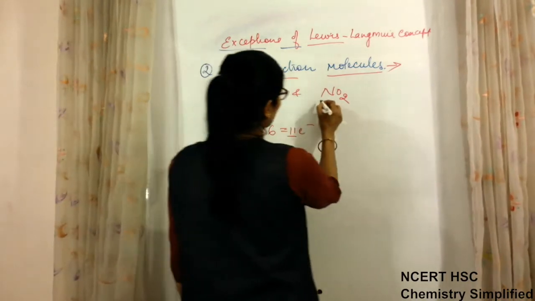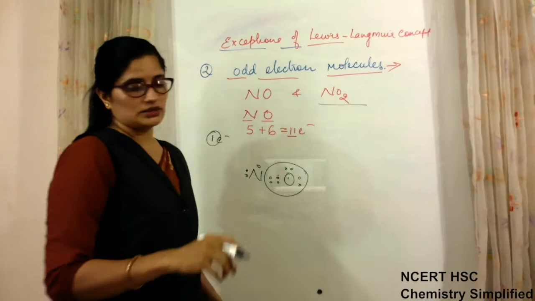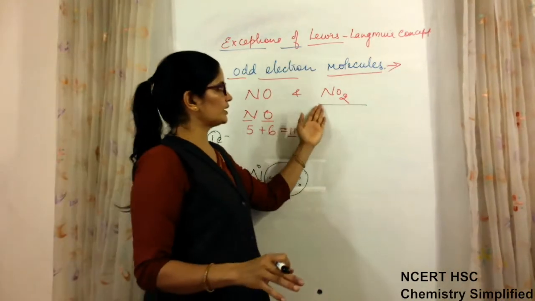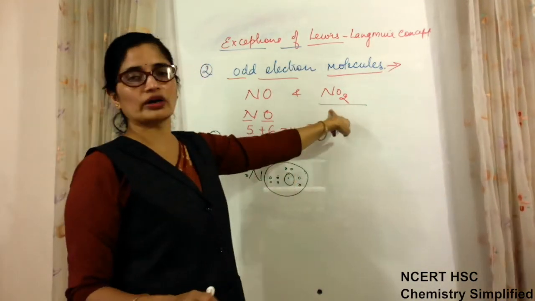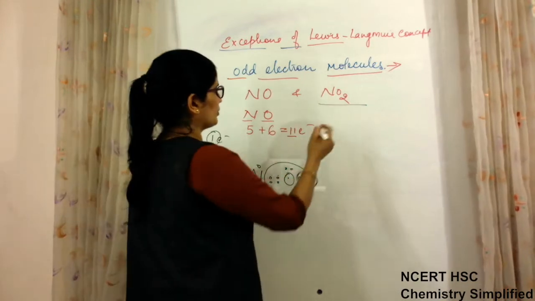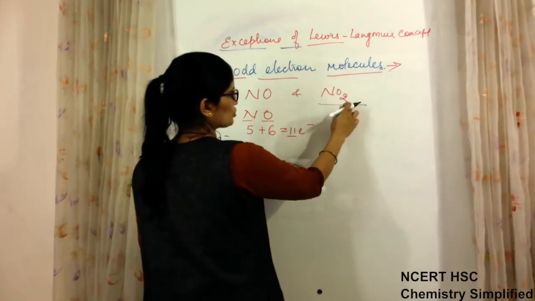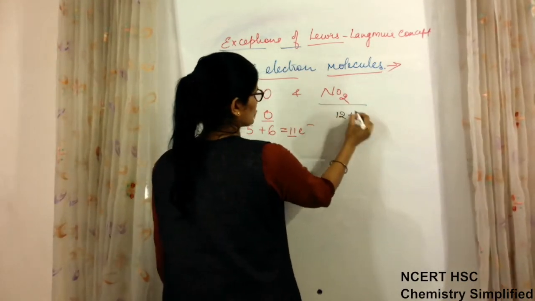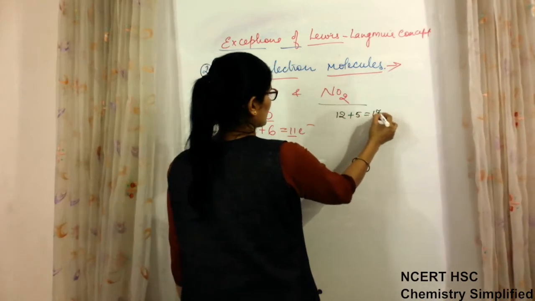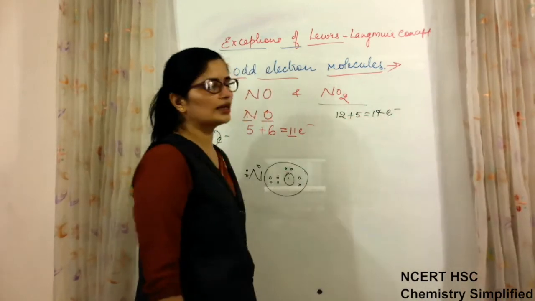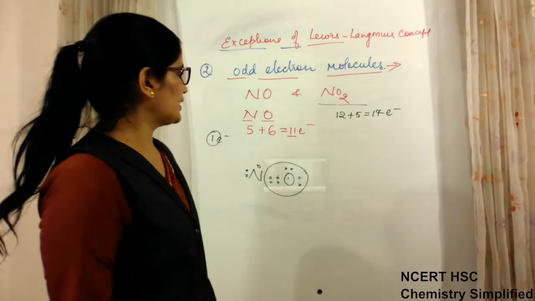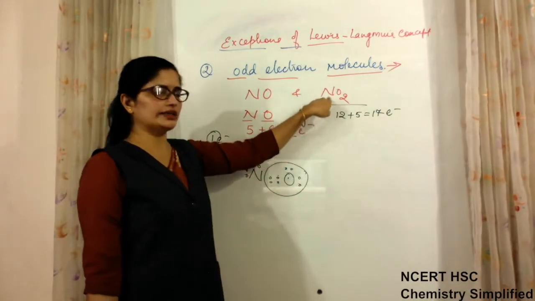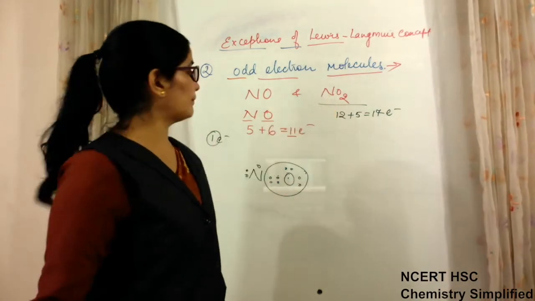Second example again is NO2. Just looking at the molecule, you can understand that again it will have odd number of electrons. Because oxygen is 6, 6 2s are 12 plus nitrogen 5. So that will be again 17 electrons, again odd electron, and central atom nitrogen again here will not have its octet complete.